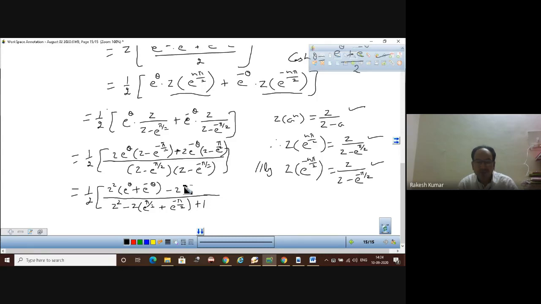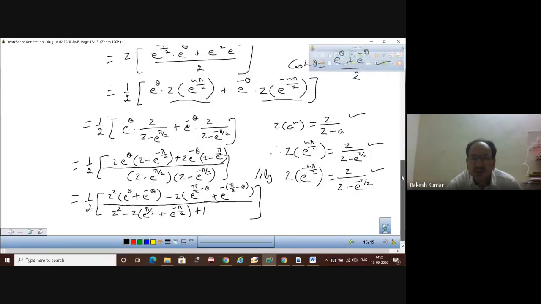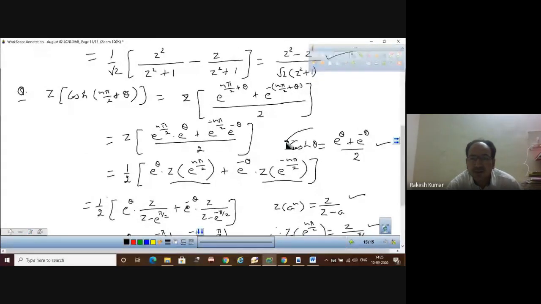So by simplifying it, we can write e raised to power (pi by 2 minus theta) plus e raised to power minus (pi by 2 minus theta). We are just trying to write the term in a simpler form, and this is the expression now. For simplifying it more, we are going to use this formula again. This formula is going to be very important for simplifying the expression.